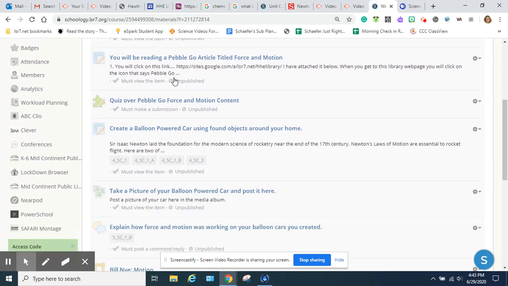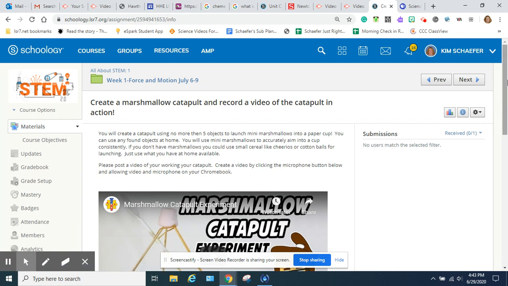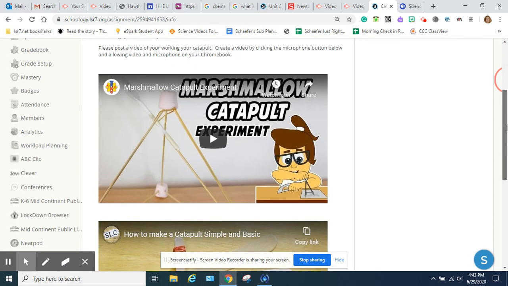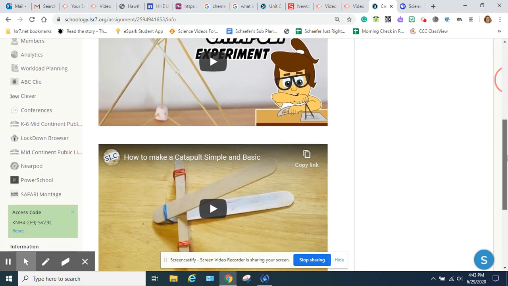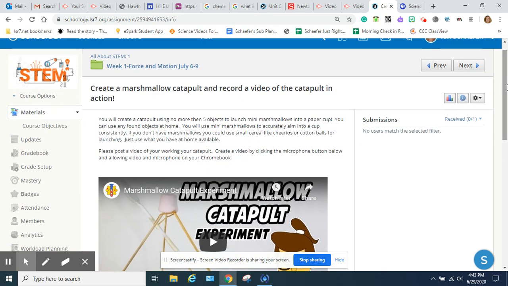I also made sure, first of all, that there were videos that I made, but also that I curated some videos that went with what I was teaching. So here are the more that are embedded: a couple ways to make the catapult, to give kids some ideas of what to do if they're stuck, including the directions of what they're supposed to do.